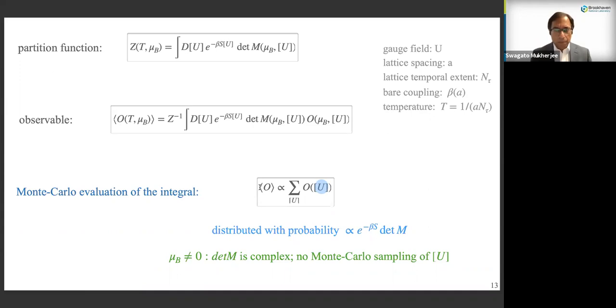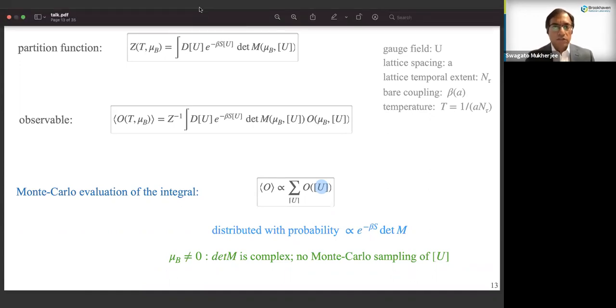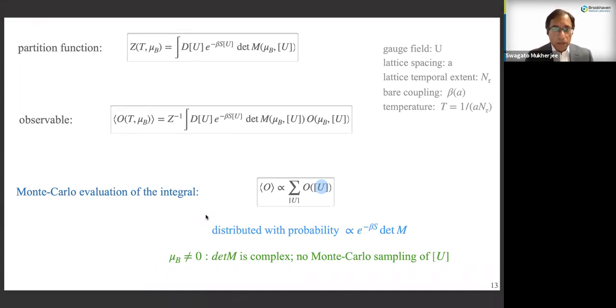So what's the problem? The problem is, as I said, that we want to do these calculations at finite baryon density, which means at a finite, non-zero value of chemical potential. The problem at a non-zero chemical potential is that this fermion action, or this determinant of the fermion matrix, becomes complex. Once it becomes complex, obviously you cannot treat it as a probability and distribute your gauge fields according to it, because it's a complex number. So the standard Monte Carlo sampling completely fails.